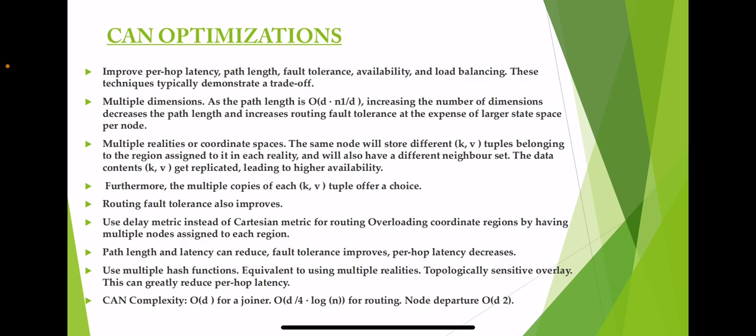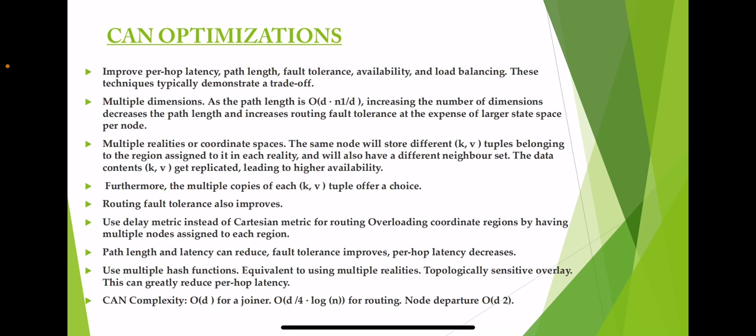CAN optimization. Multiple dimensions: as the path length is O of d n^(1/d), increasing the number of dimensions decreases the path length and increases routing fault tolerance, at the expense of a larger state space per node. Furthermore, multiple copies of each KV tuple offer a choice, so routing fault tolerance also improves.